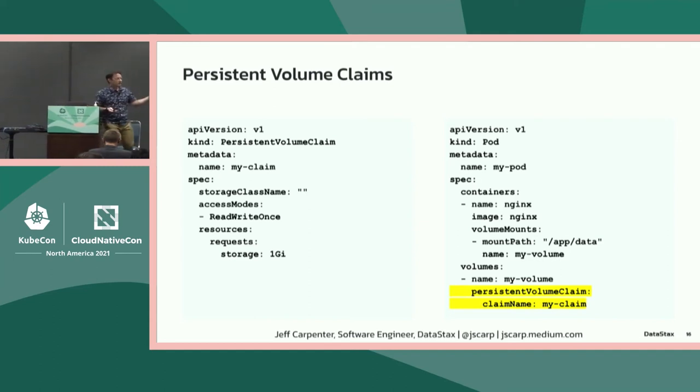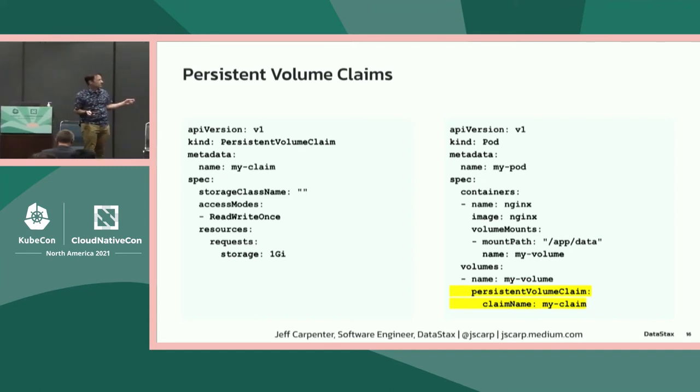There's also a second layer of separation. A persistent volume claim is actually defined externally to the pod that references it. So a persistent volume claim just represents, kind of in the abstract, a request for storage. On the left side, we see the definition of a PVC. It includes a desired amount of storage and access mode, similar to what we saw before with persistent volumes.